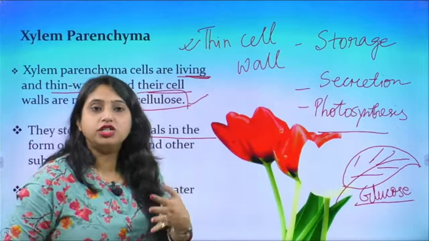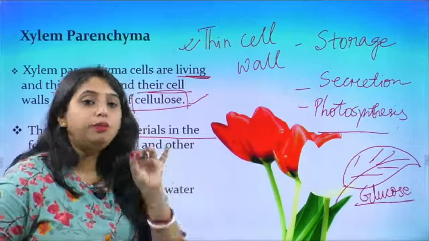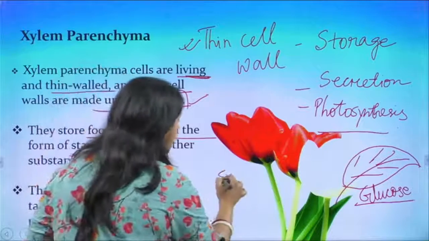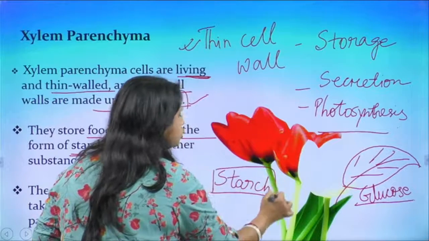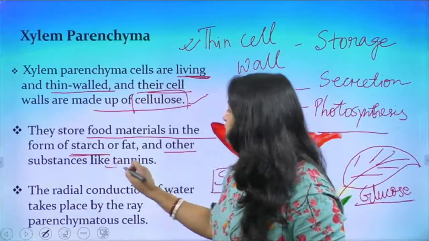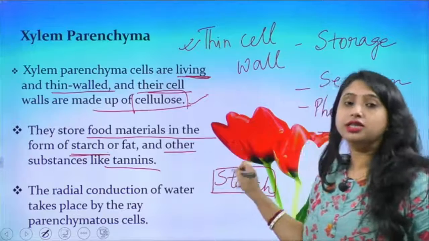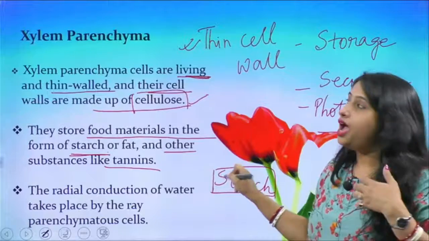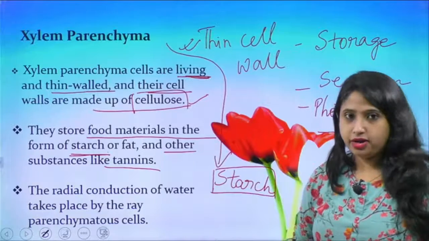So it is transported in the form of glucose. And the stored food of the plant is called starch. So starch is the stored food of the plant, and there are other substances like tannins. So the stored food material is your starch, and where is it stored? It is stored in the Xylem Parenchyma.